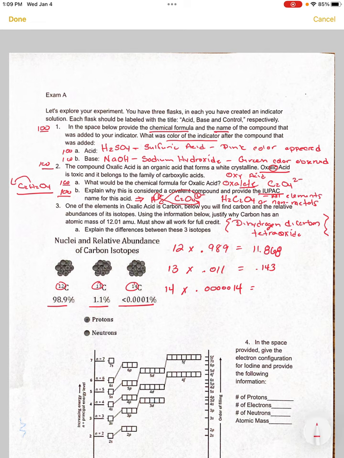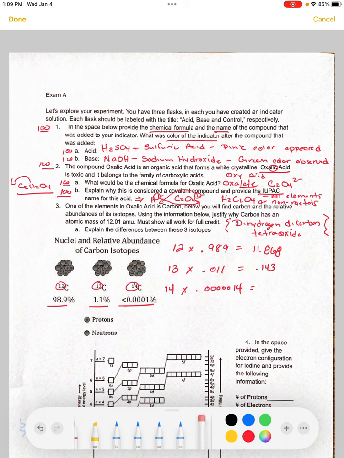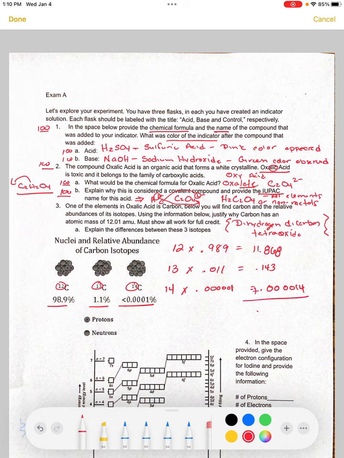Sorry, that was a mistake. Okay, there we go. Then you're going to end up with a very small number. If you add all these up, you end up with 12.011014, and you had to justify why the atomic mass was 12.01.